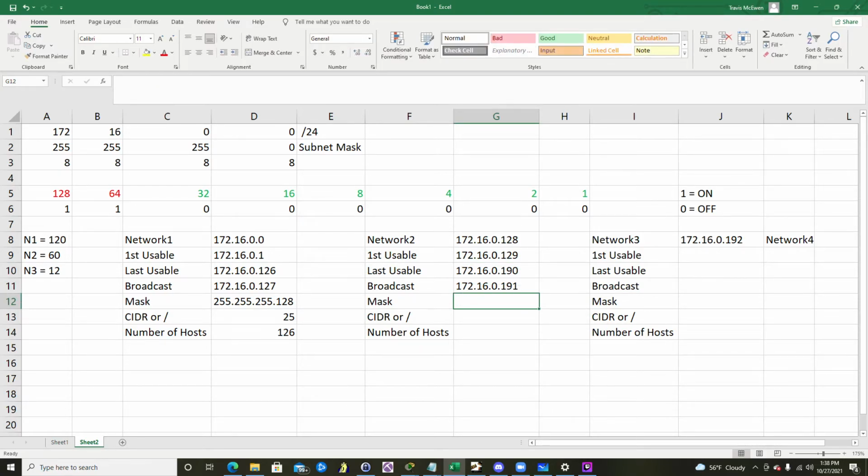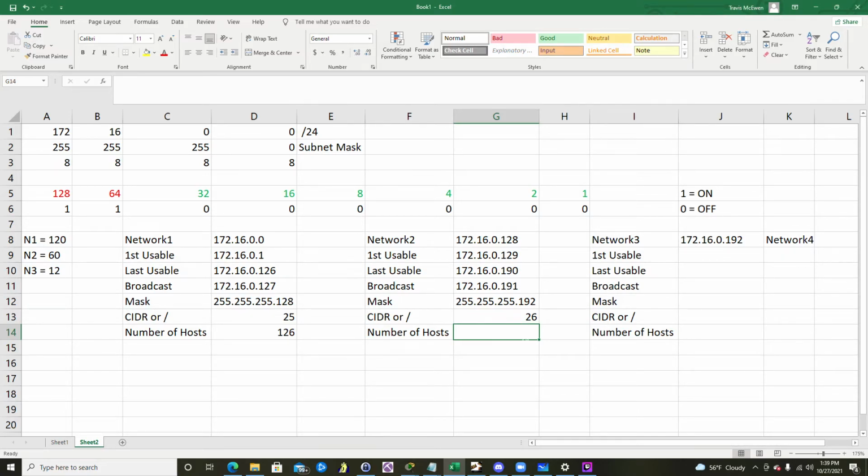Then we'll find our mask. So again, 255, 255, 255, and then we're adding up the bits that we've turned on. So 128 plus 64 is 192. And then our CIDR or slash notation, again, we're starting still at a block of 24. We're just counting up the bits that we've turned on since then. So we turned on the 25th bit and we turned on the 26th bit. So another way of saying 255, 255, 255, 192 is to say a /26.